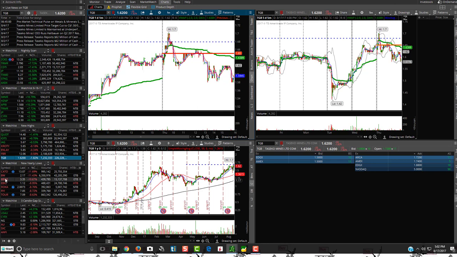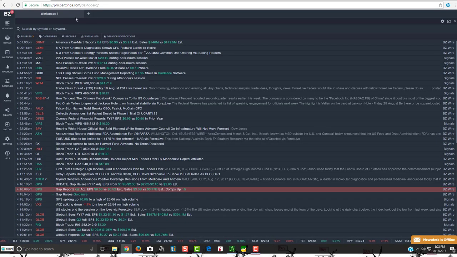You could also go look at yearly lows for dip buys as well. I'm not going to go over that because obviously the market's down today, so there's going to be a lot of potential plays over there. But that is the watch list for tomorrow.